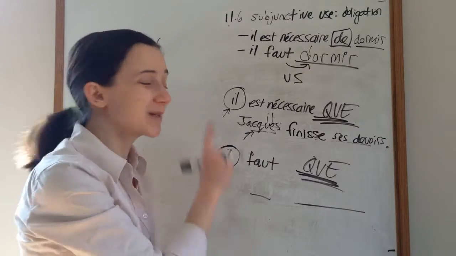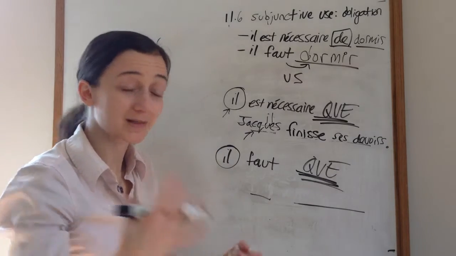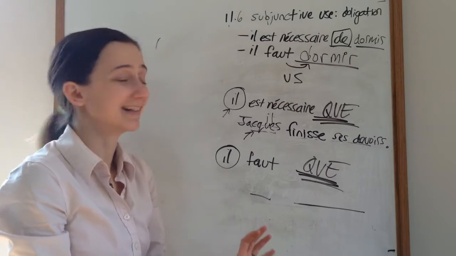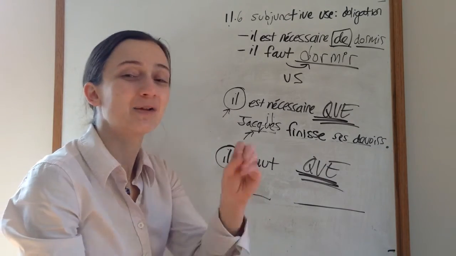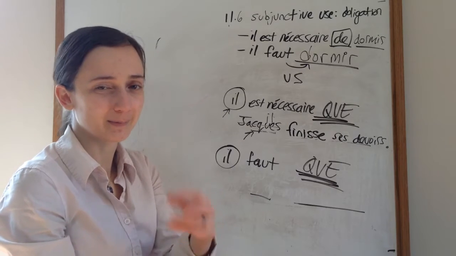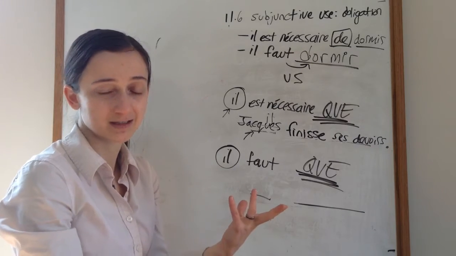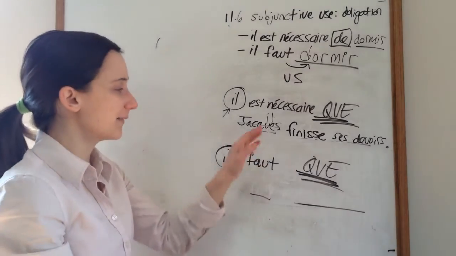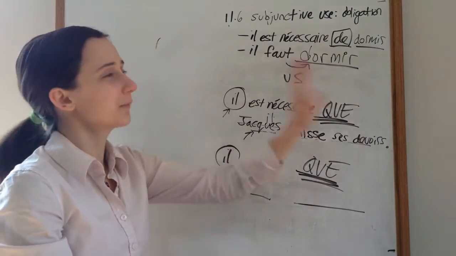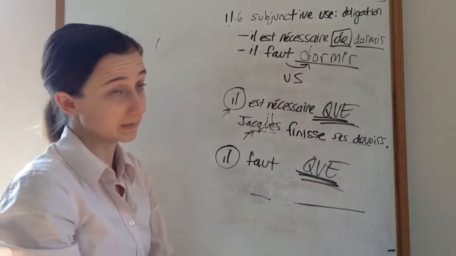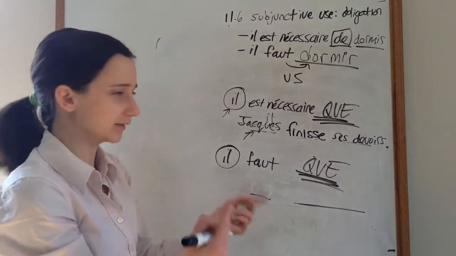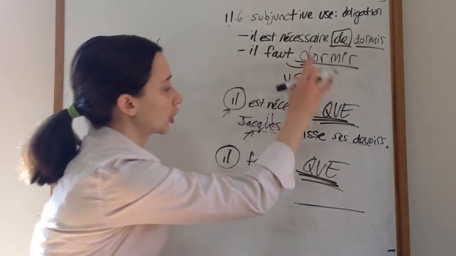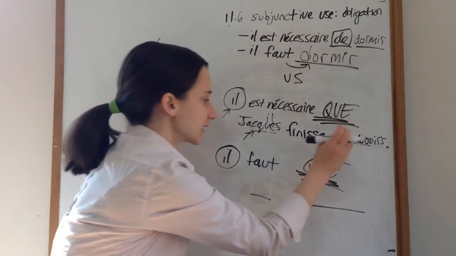The reason the subjunctive is so hard for us as English speakers is because we just try to ignore it as best we can. But it's necessary that he finish his homework. Remember, we don't usually say he finish his homework. We say he's finishing his homework in the present indicative. So we, as English speakers, make mistakes all the time when we should use the subjunctive and we don't. We just don't use it as much as the French. So, il est nécessaire que Jacques finisse ses devoirs.